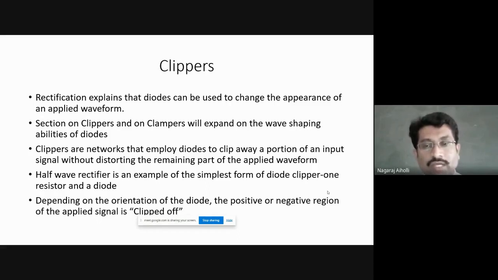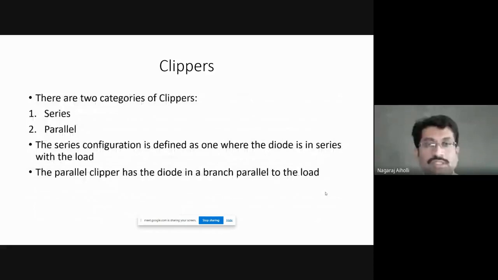Depending on the position of the diode, either the positive portion of the applied input signal will be clipped off or the negative portion will be clipped off. There are two types of clipper circuits, series clipper and parallel clipper. In a series clipper, the diode is connected in series with the load. If the diode is connected in parallel with the load, then it is called a parallel clipper. Fine.